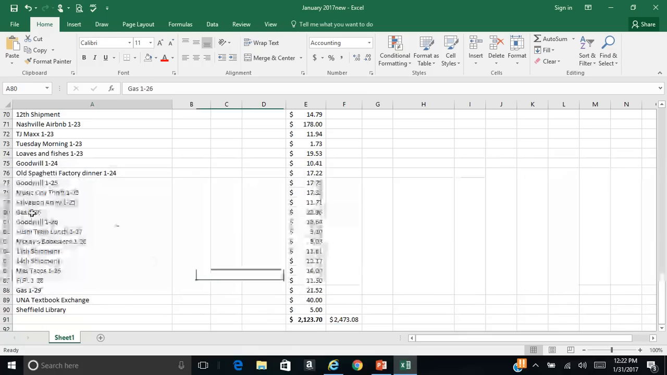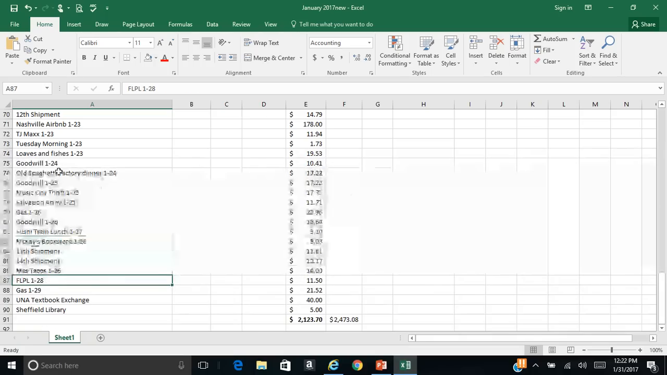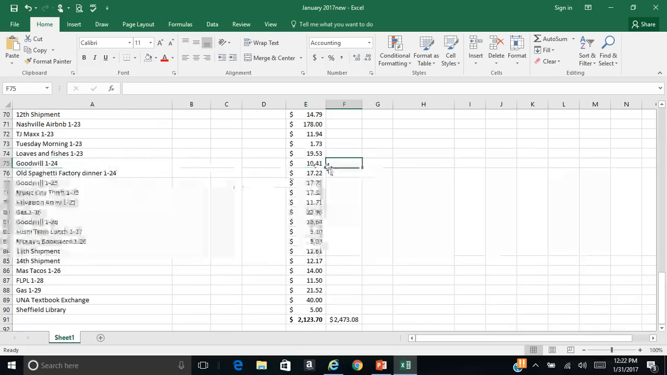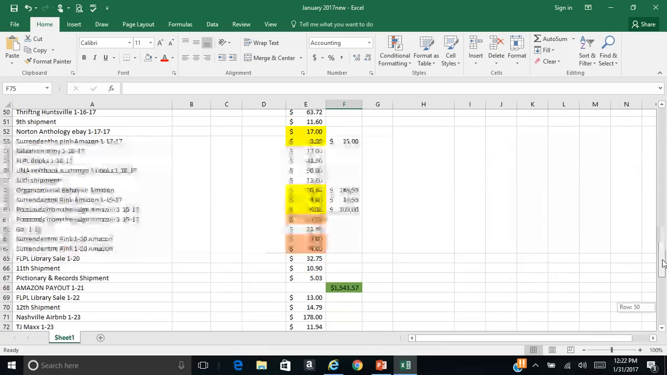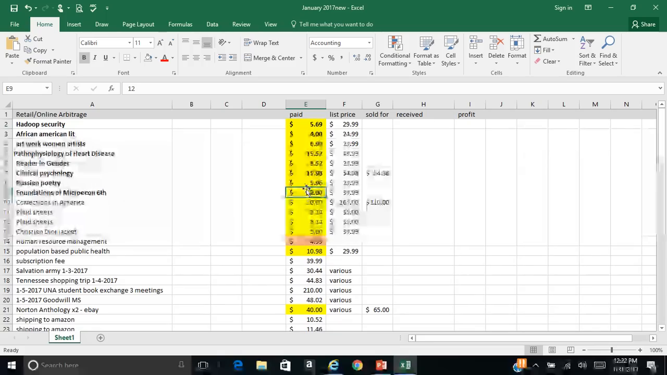Realistically, I have things like gas on here, my lunch when I go sourcing, shipping fees. Every time I buy books, it's here. I'm trying to keep up with it. I'm going to do one of these each month. For this one, that's a trip to Goodwill, $10.41. And I'm also filing all the receipts that I keep. Some of these, all of these actually, are books that I source online to resell on Amazon.